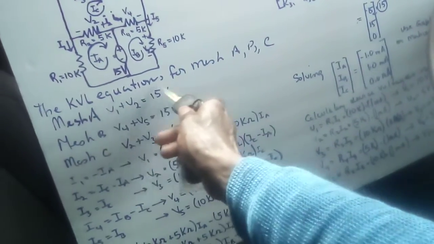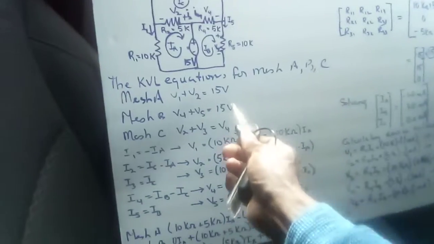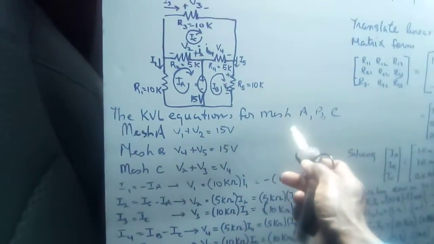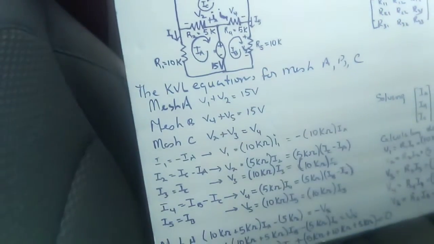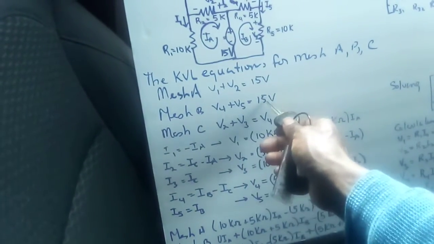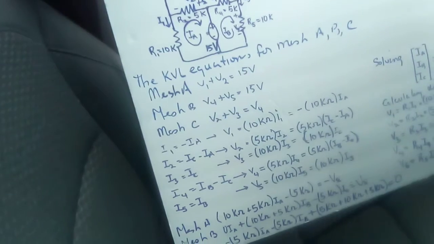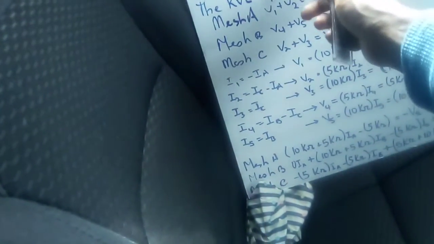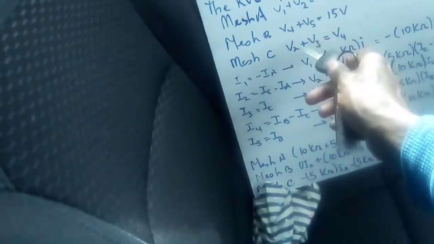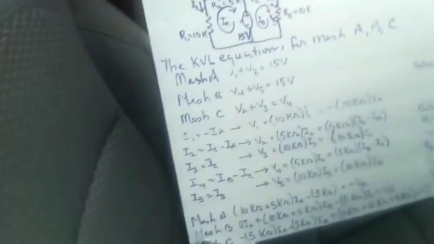So we use a KVL equation for mesh A, B, and C. And we have mesh A, V1 plus V2 equals 15 volts. Mesh B, V4 plus V5 equals 15 volts, which is the source voltage. And mesh C, V2 plus V3 is equal to V4.